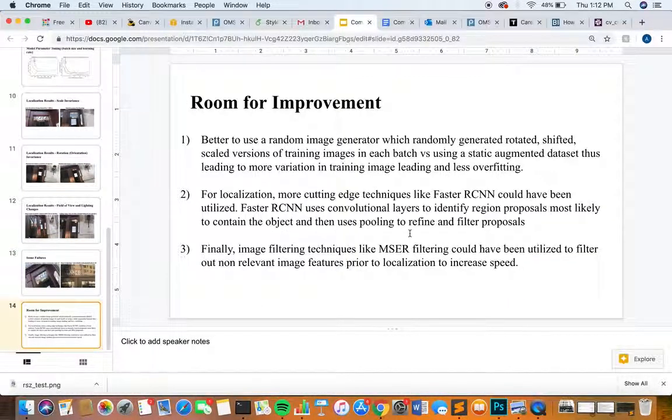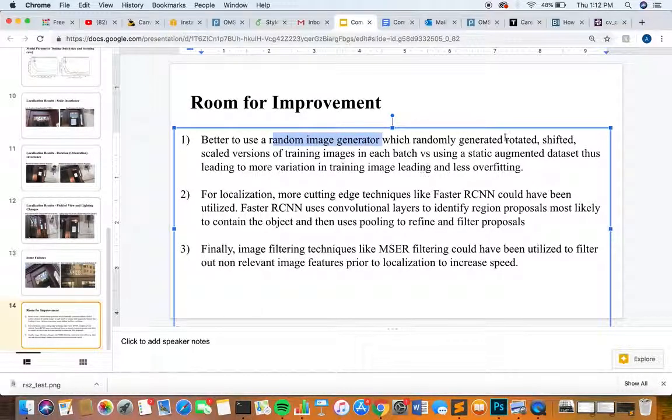Given more time, there are a few things I would have done differently. First, I would have used a random image generator instead of creating a static augmented data set, as that would reduce training time. I could have used Faster RCNN and more cutting-edge techniques for localization instead of sliding window, and also image filtering techniques like MSCR filtering.